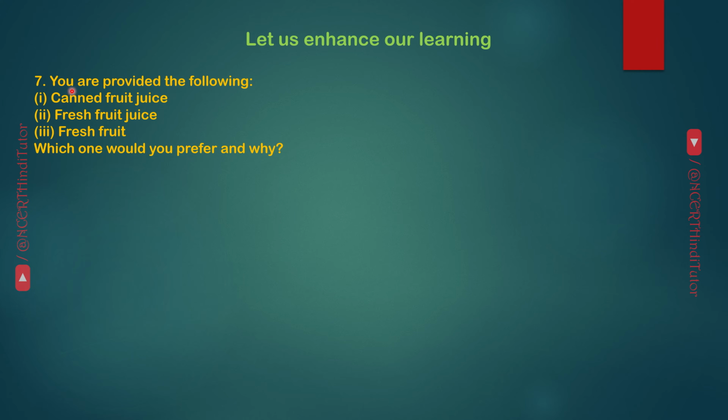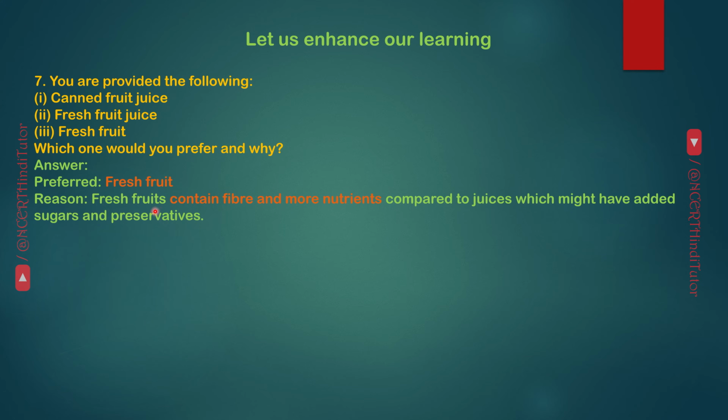Question 7. You are provided the following: first, canned fruit juice; second, fresh fruit juice; third, fresh fruit. Which one would you prefer and why? Answer: preferred fresh fruit. Reason: fresh fruits contain fiber and more nutrients compared to juices which might have added sugars and preservatives.